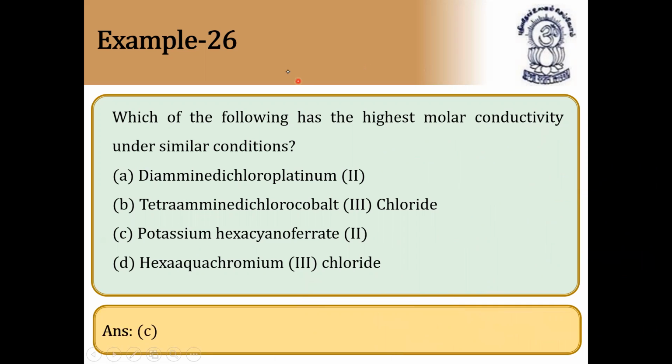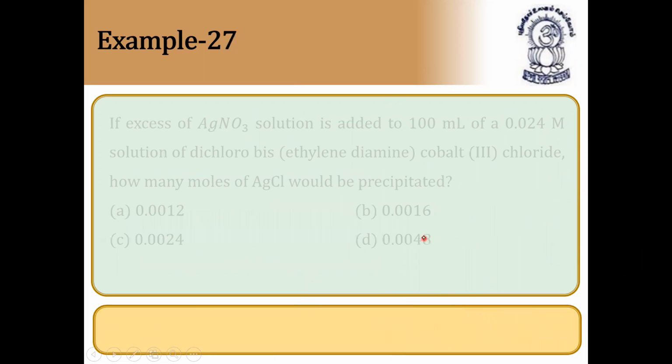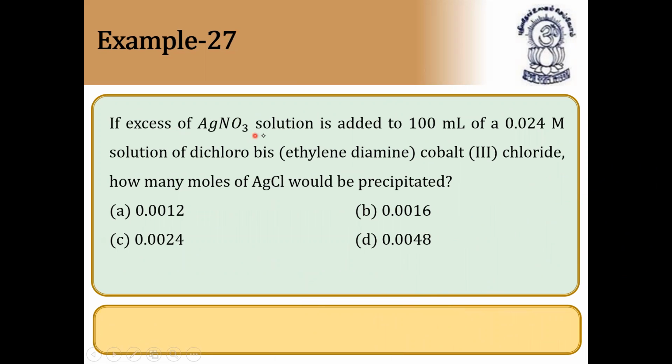Next question. We have already discussed 25 questions from the basics. Next, we'll see the 27th question. If an excess of silver nitrate solution is added to 100 ml of a 0.024 molar solution of dichlorobis(ethylenediamine)cobalt(III) chloride, where bis means 2, how many moles of AgCl will be precipitated? Very simple. You just have to see the number of ions and multiply with it, using M1V1 equal to M2V2. We need to find the number of ions.